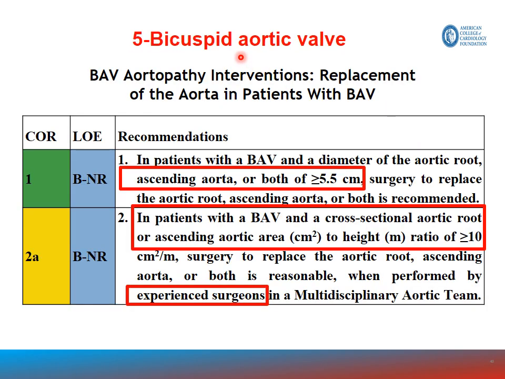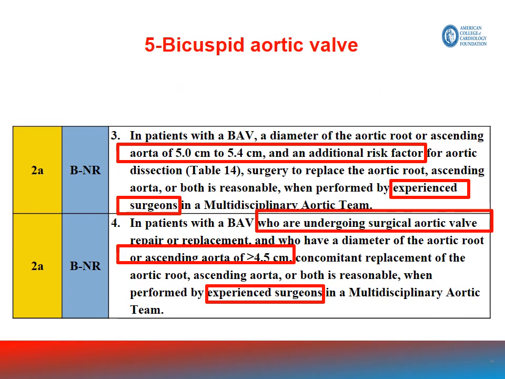What about the indications for intervention in patients with bicuspid aortic valve and concomitant ascending aortic aneurysm? The cutoff value is 5.5 centimeter or more. Also, we have an indexed parameter, cross-sectional aortic root or ascending aortic area to height ratio of 10 or more, provided that the surgery will be performed by an experienced surgeon in a multidisciplinary aortic team.